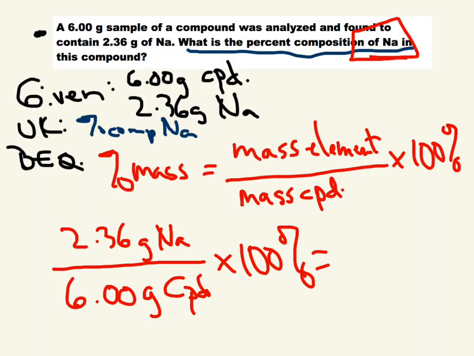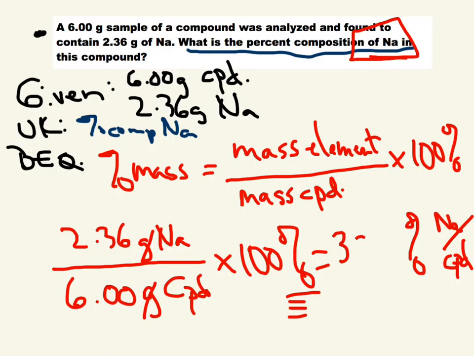Now here's what this enables us to do. We can factor out our grams, so we're going to have a percent of sodium to compound, although 90% of the time you don't include that. If we do this math, we're going to come up with 39.3% sodium as it relates to the rest of the compound. So that's how easy this is to do.